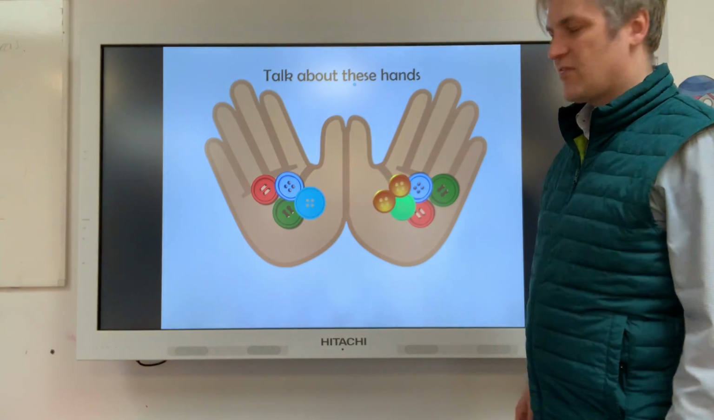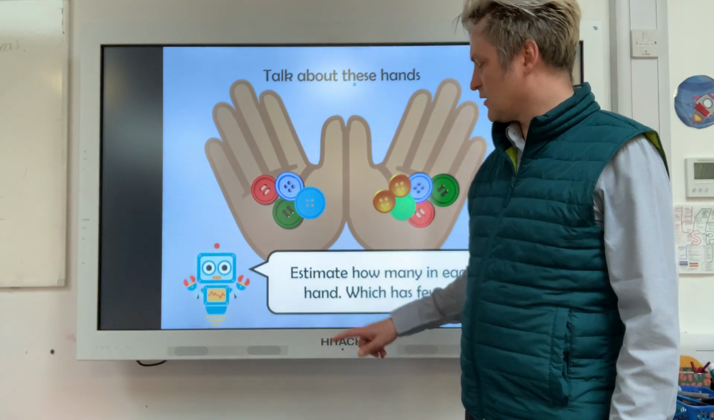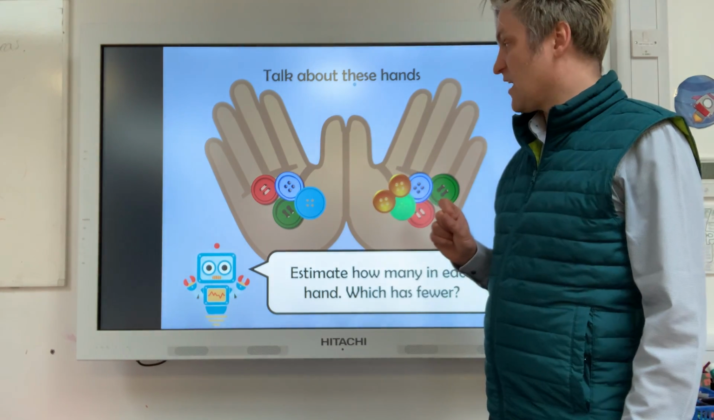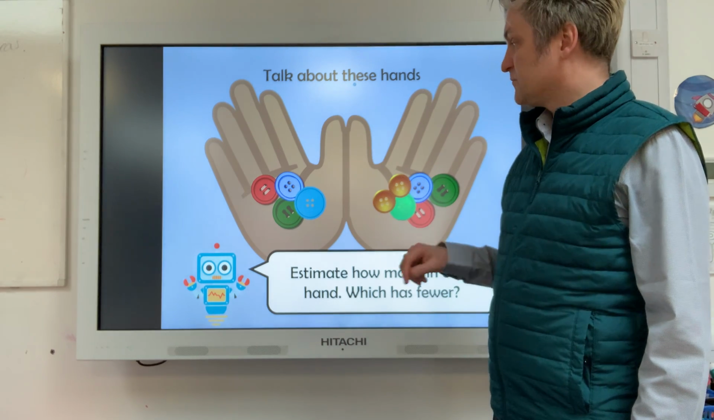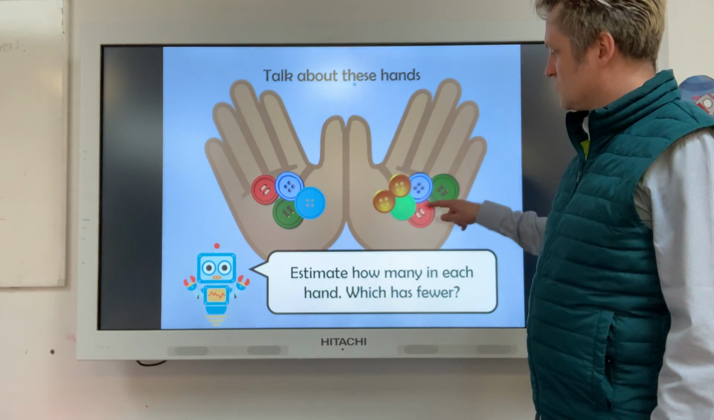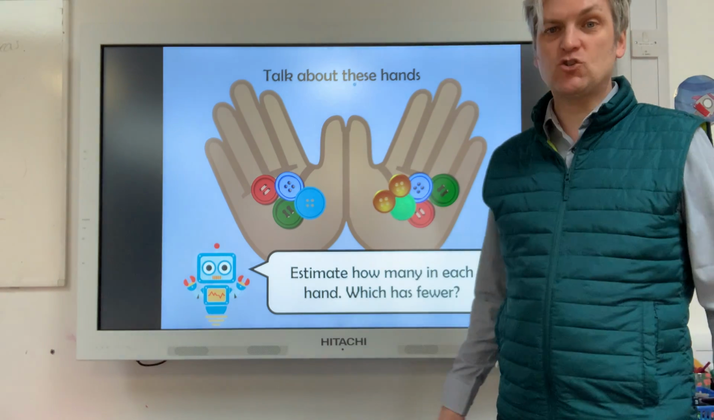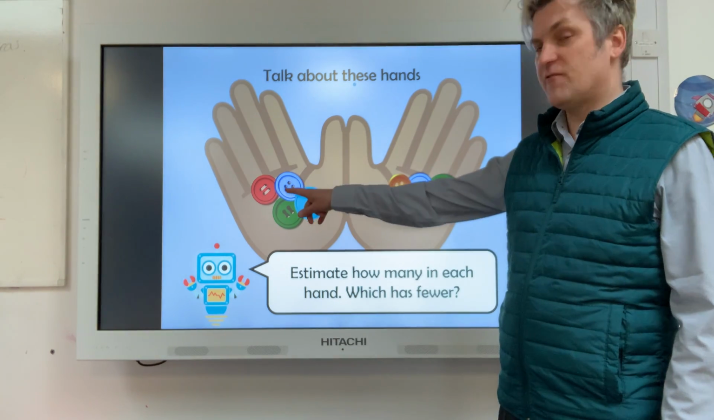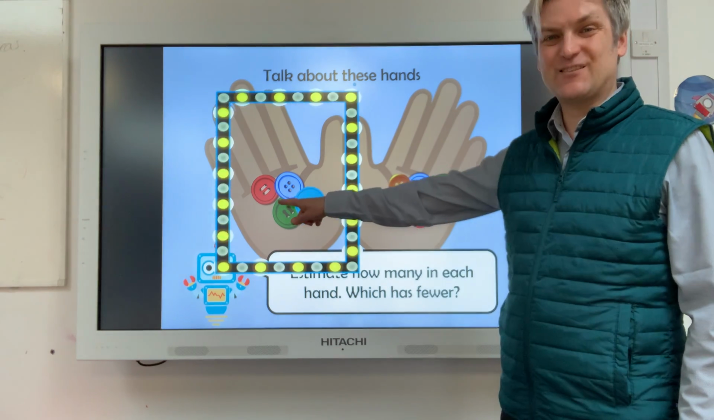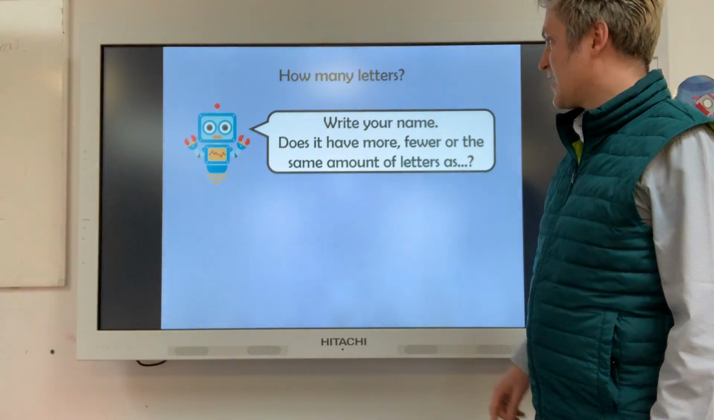Now, what about these ones here? Can you subitize in this one? Here we are. So how many here? Subitize it. It looks like the pattern 4, doesn't it? All right. And what about this one here? 1, 2, 3, 4, 5, 6. But the question says, which has fewer? So is it the first hand or the second hand? It's the first hand this time, isn't it? This one has fewer. Okay.